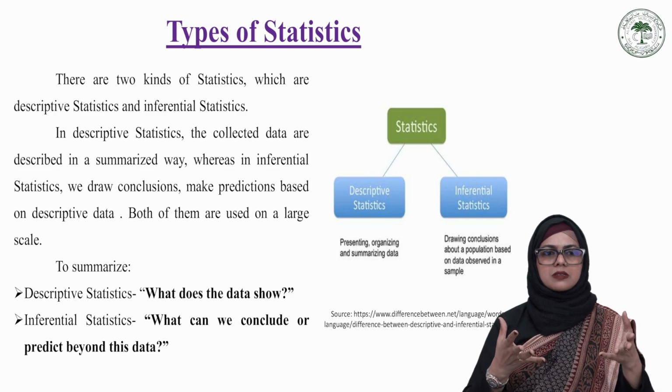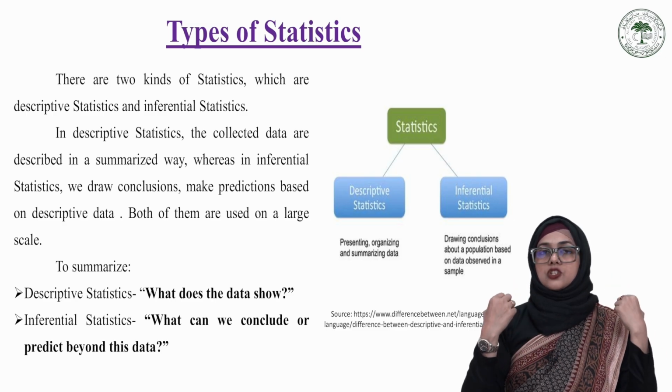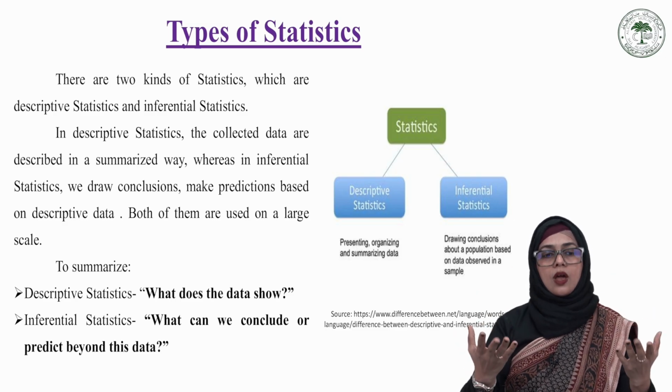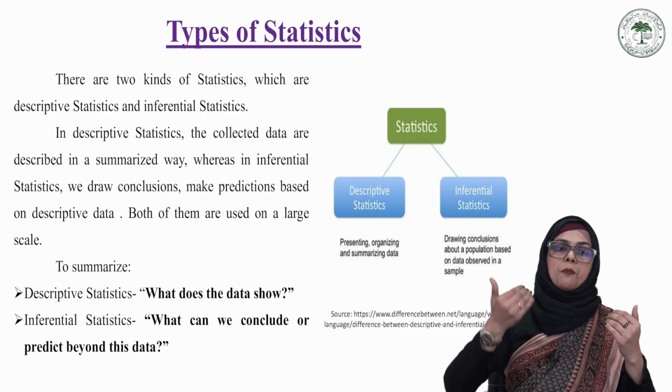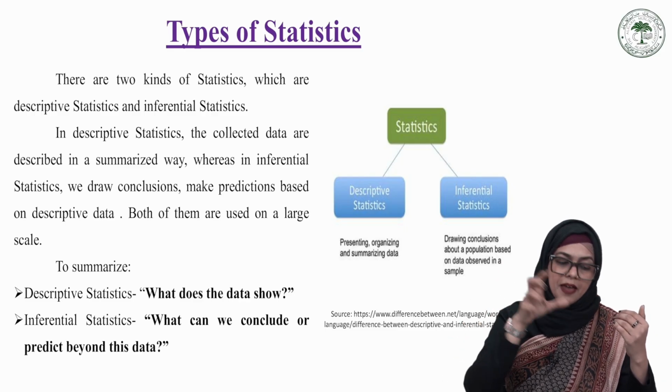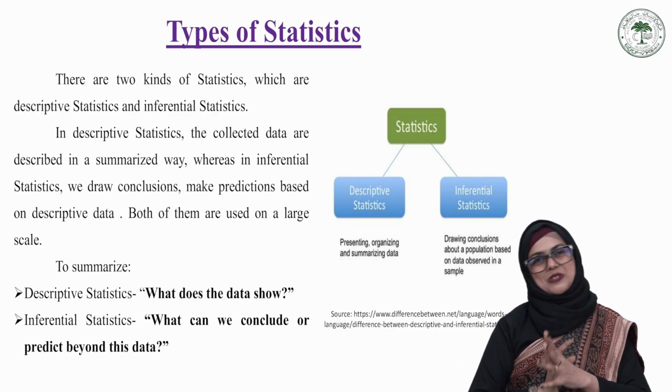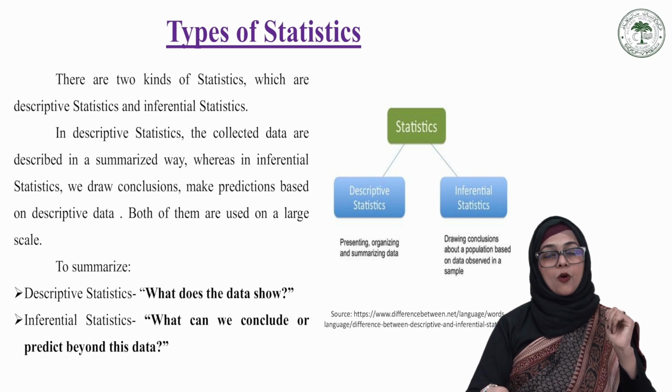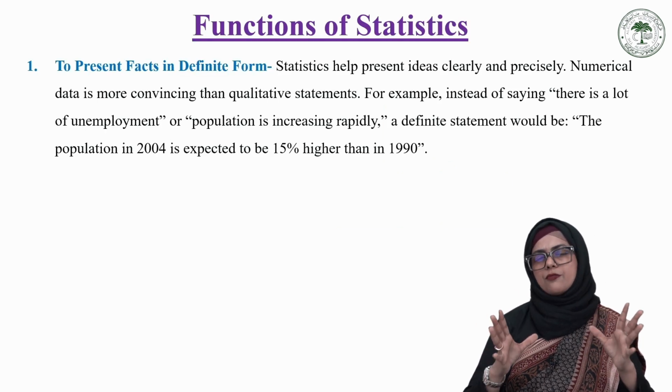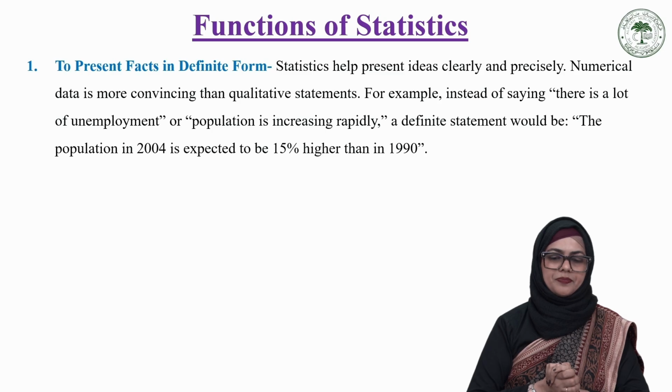So to summarize, descriptive data shows what the data is showcasing, what it is showing you, and inferential statistics is where we conclude or predict beyond this data. Now let's move forward and look into the different functions of statistics.